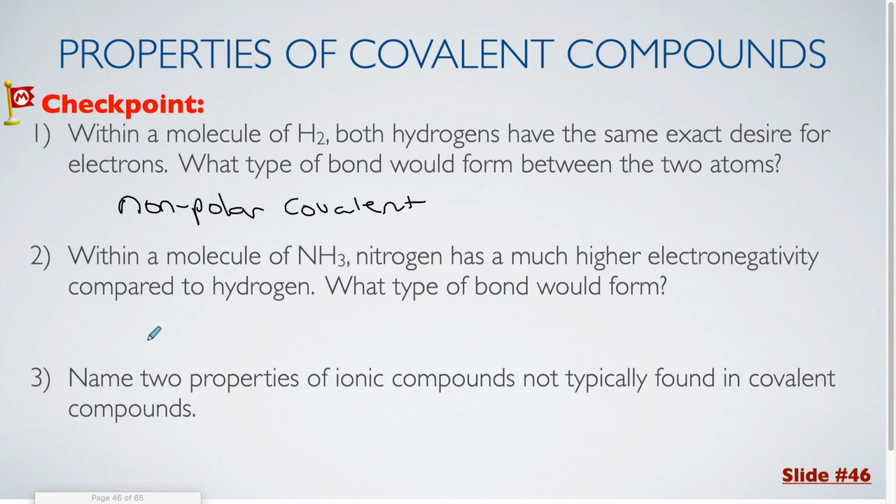In our second question, we are looking at a molecule of NH3, and we also want to know what type of bond would form here. Nitrogen and hydrogen have different desires for electrons, so this is going to be an example of a polar covalent bond.